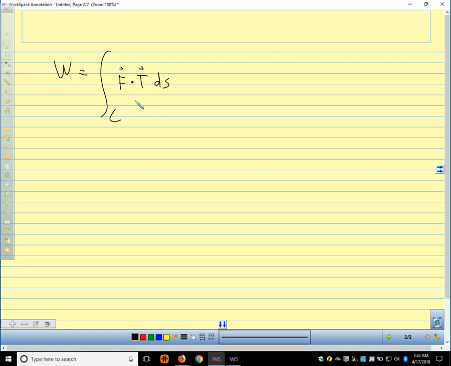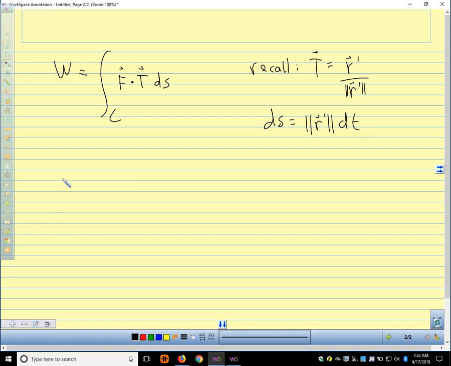Well, we know that the unit tangent vector is not difficult to calculate, but we have some relationships that we can take advantage of. So I'm going to say, recall that the unit tangent vector is r prime over the magnitude of r prime. And ds is the magnitude of r prime dt.